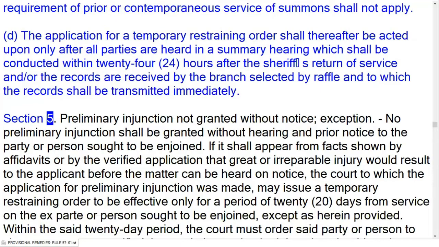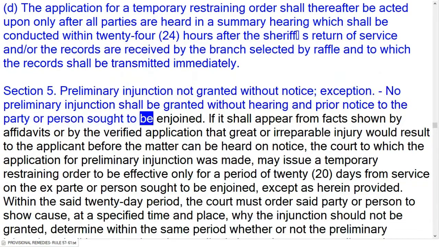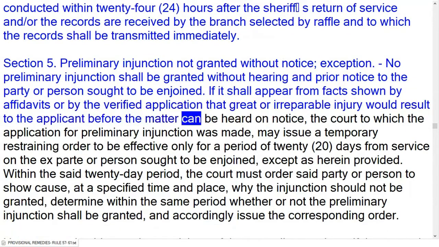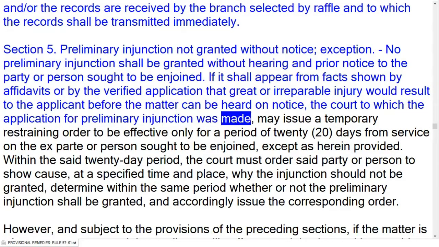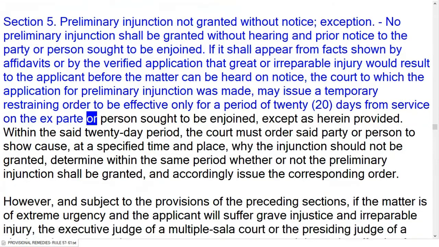Section 5. Preliminary injunction not granted without notice. Exception. No preliminary injunction shall be granted without hearing and prior notice to the party or person sought to be enjoined. If it shall appear from facts shown by affidavits or by the verified application that great or irreparable injury would result to the applicant before the matter can be heard on notice, the court to which the application for preliminary injunction was made may issue a temporary restraining order to be effective only for a period of 20 days from service on the party or person sought to be enjoined, except as herein provided.